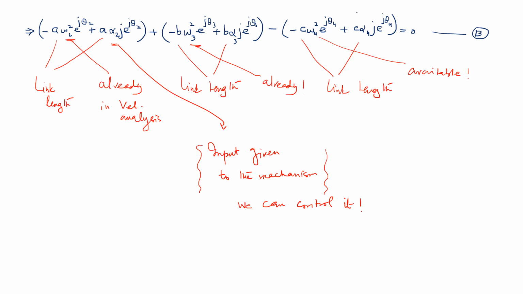But what is not known is this alpha 3. So I'm going to place a question mark over here. And this alpha 4, which is also not known. So we need expressions for alpha 3 and alpha 4. So that's the quest that we're going to pursue on the subsequent slides.